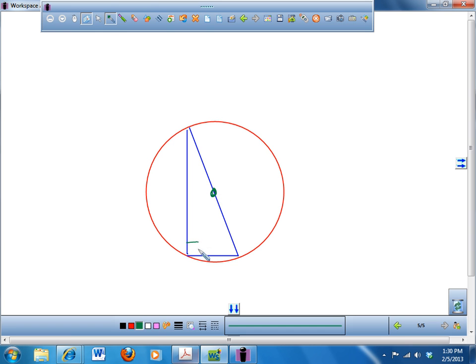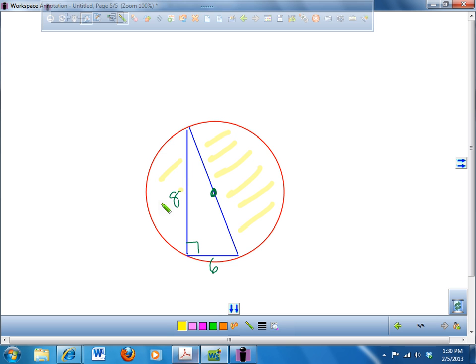This is a right triangle. They tell you that this side is 8, that this side is 6, and they want you to find the shaded area again. Let's make it yellow. They say find the shaded area. Could you do that? How? You take the area of the circle minus the area of the triangle.